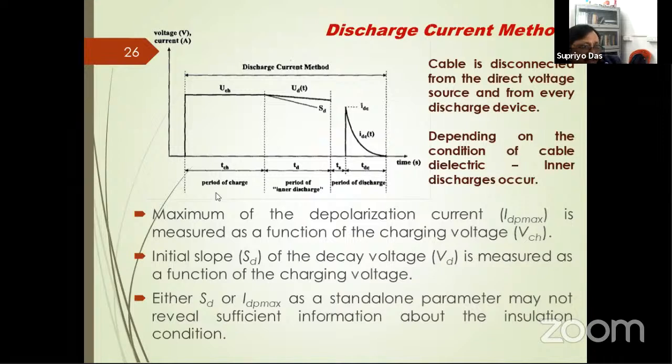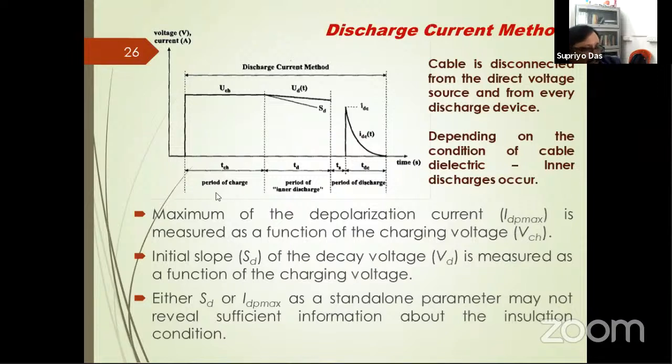Next is the discharge current method. In this case, we are using the internal discharge decay as well as the depolarization characteristics. The cable is disconnected from the direct voltage source and from every discharge device. That means we are removing the voltage and leaving it as it is. Depending on the condition of the cable, dielectric inner discharge occurs.